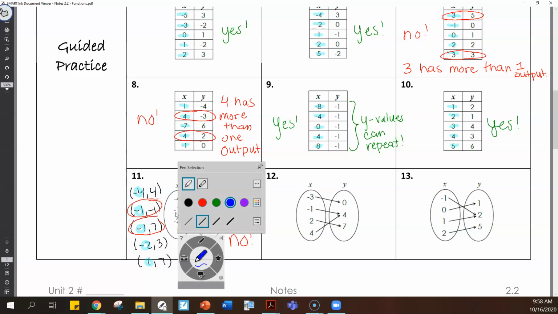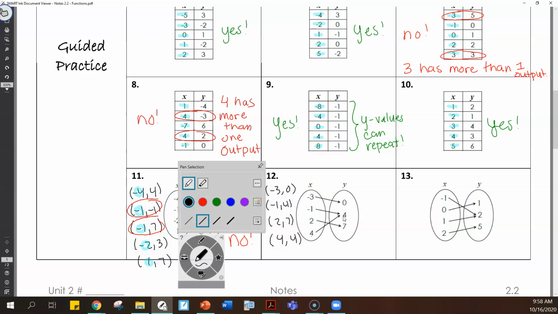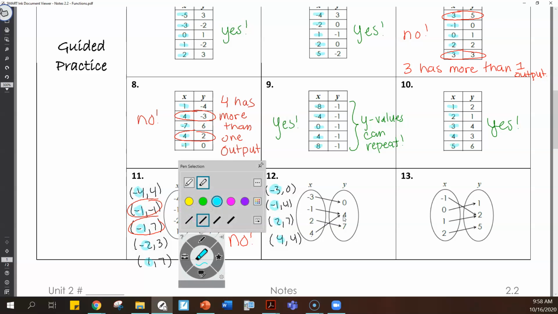Let's look at number 12. Again, I can list these as ordered pairs. That sometimes makes it easier to look at. So I've got -3, 0, -1, 4, 2, 7, and 4, 4. When I look at my x values, I see -3, -1, 2, and 4. No repeats there, so this is a function. Okay. Again, if I follow my arrows, I don't have any x values that have more than one arrow coming out of it. The only thing I have is this double arrow to the 4, but remember that y values can repeat, so this is a function.